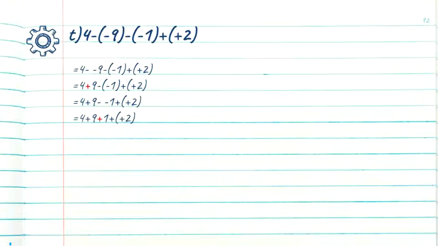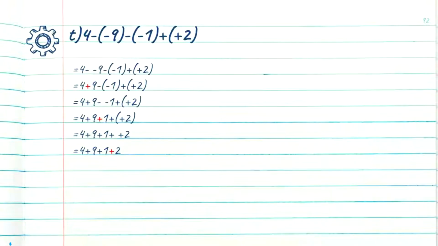There's still another bracket, so let's go ahead and remove the bracket, and let's see what we have. We have 4 plus 9 plus 1 plus a positive 2. Now the two signs that we have are positive, but because they're both the same, we can still reduce that to a positive sign. So our new line becomes 4 plus 9 plus 1 plus 2.